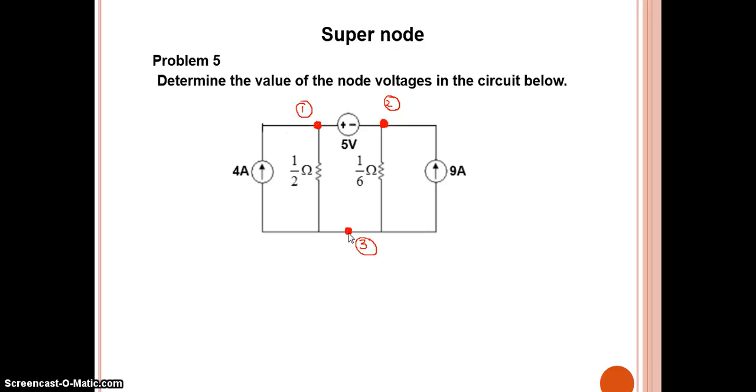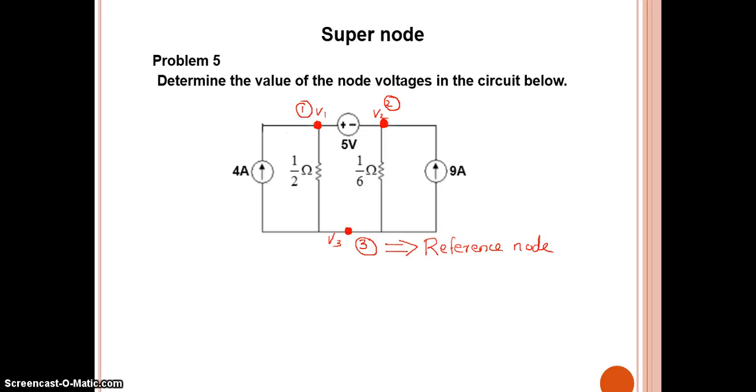Now what is the second step? We have identified the first step, number of nodes. There are 3 nodes. Now the second step is to select the bottom node as the reference node. So this is the bottom node. We have to consider this as the reference node. That means we are assuming the voltage at this point is equal to 0. This is called the reference node.